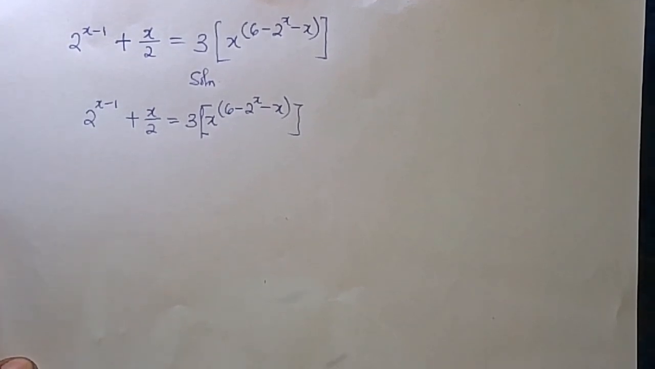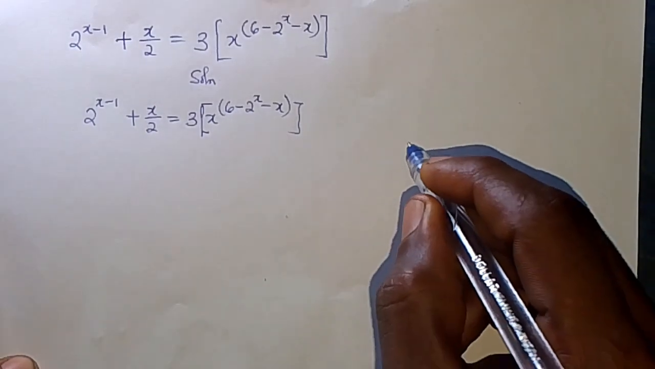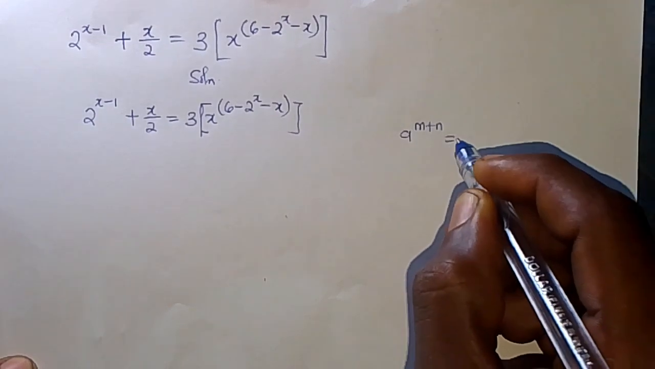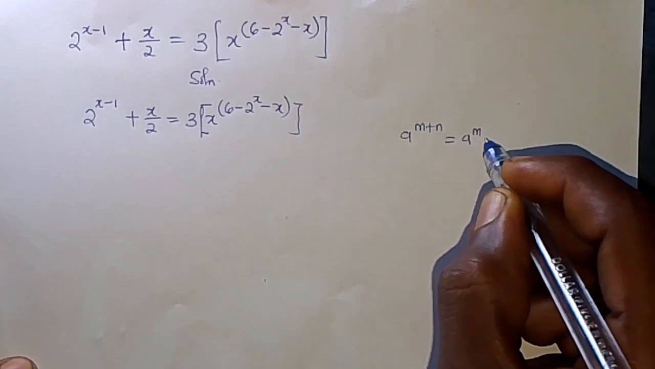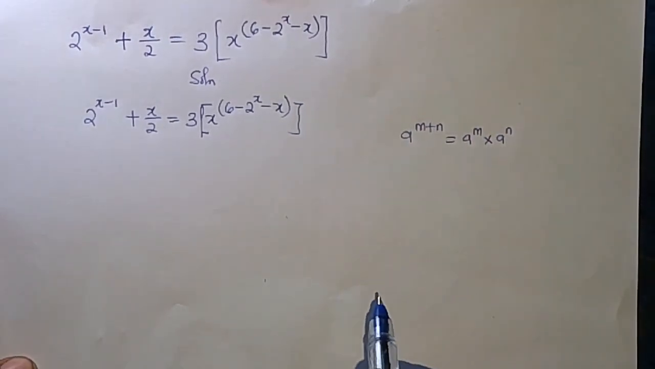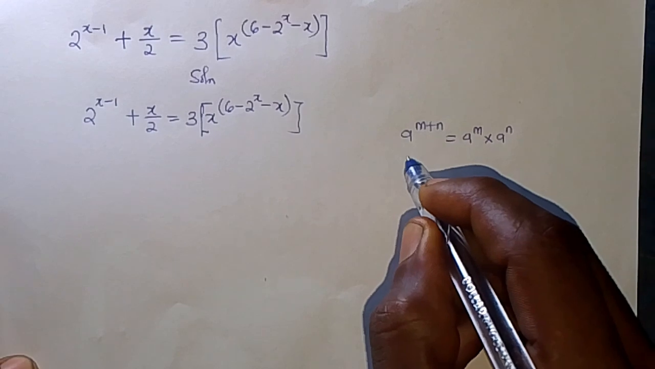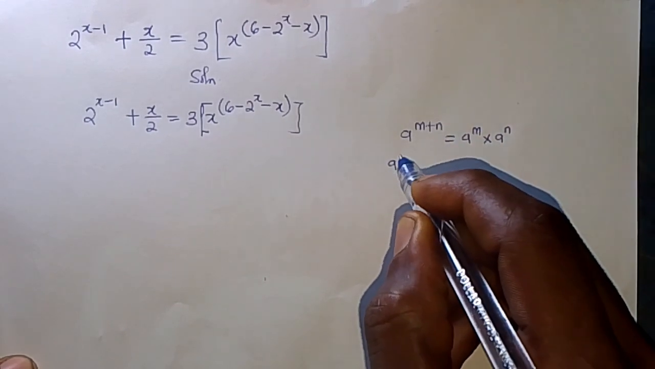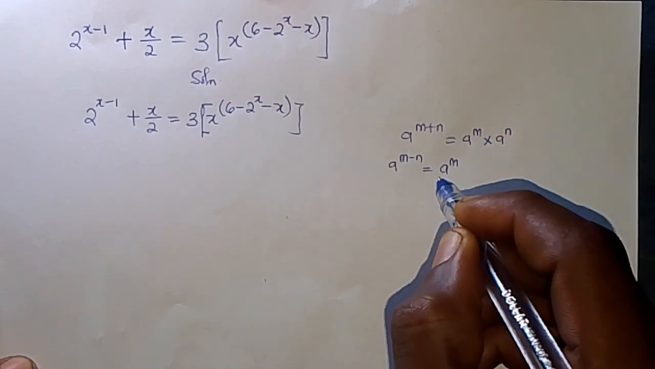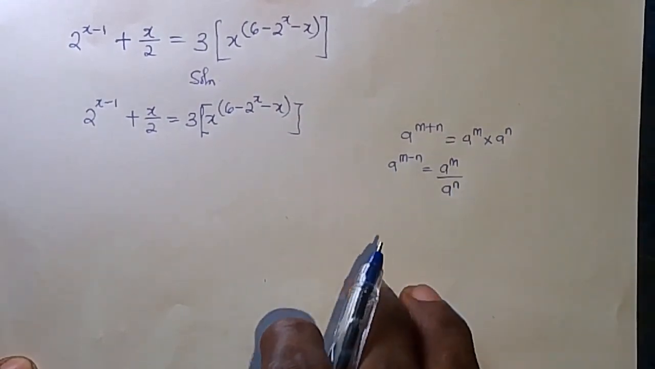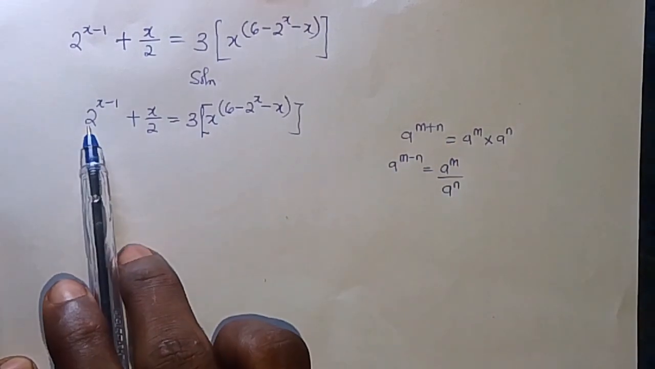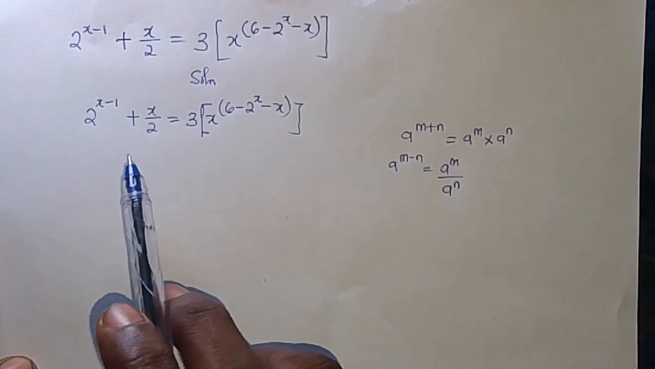We have to recall some laws of exponents: if we have a to the power of m plus n, this is the same thing as a to the power of m multiplied by a to the power of n. This is the addition law of exponents. We have to recall also that a to the power of m minus n equals a to the power of m divided by a to the power of n. So we are going to apply these laws of exponents here by simplifying this to determine the value of x.